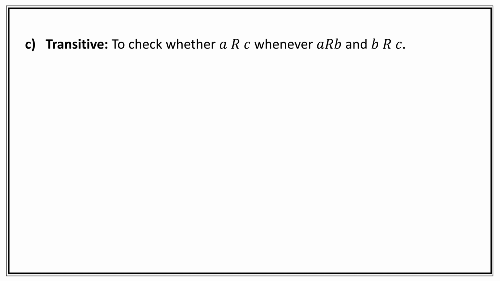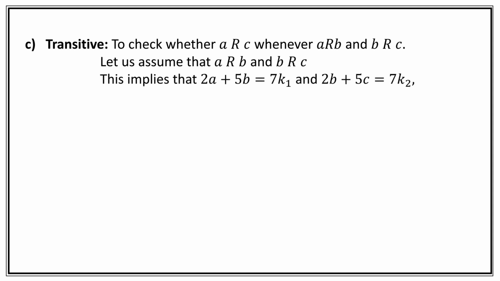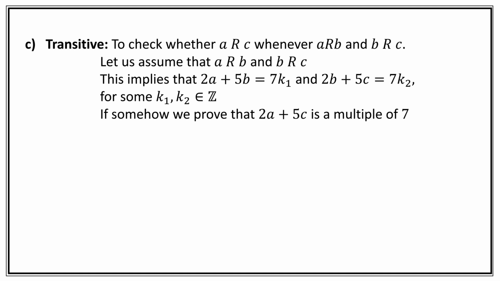That is to check whether a is related to c whenever a is related to b and b is related to c. So we are going to start by assuming that a is related to b and b is related to c, and our aim would be to show that a is related to c. Now, as a is related to b and b is related to c, this implies that 2a plus 5b is some multiple of 7, that is 7 times some k1, and as b is related to c, this implies 2b plus 5c is some 7 times k2. If somehow we prove that 2a plus 5c is a multiple of 7, then we are done.